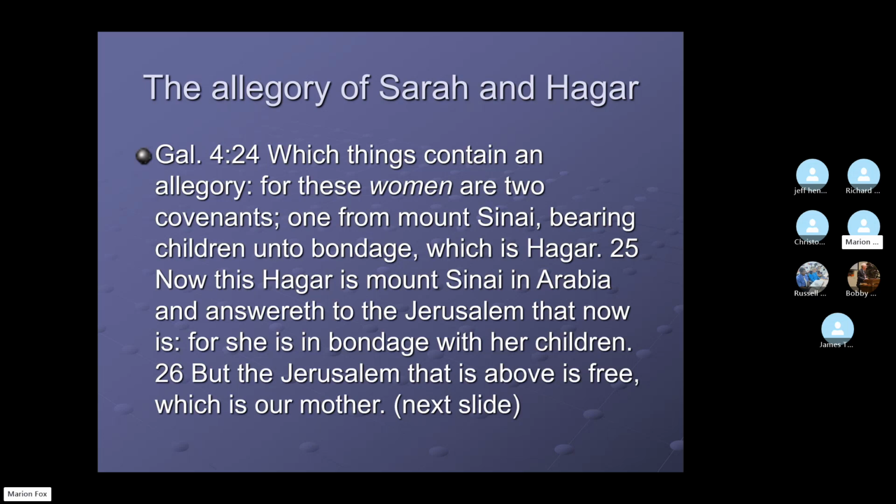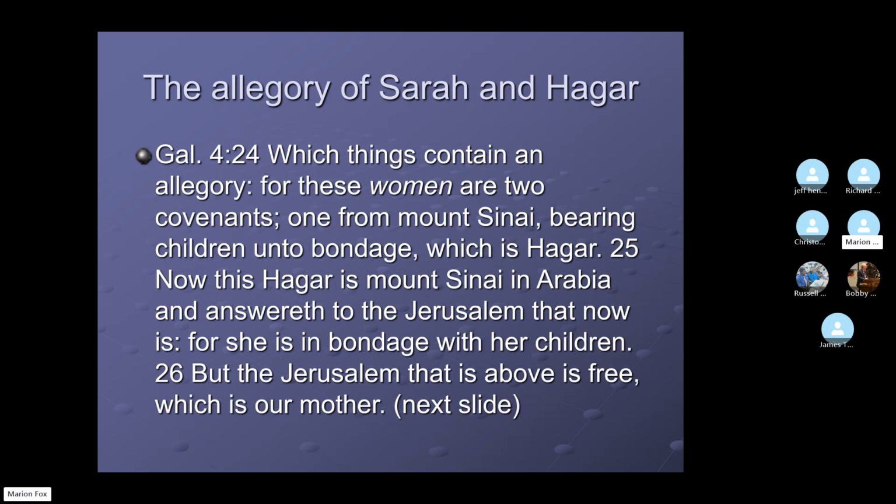That obviously is the law of Moses. The children under bondage, which is Hagar. Now, this Hagar is Mount Sinai in Arabia. She tells us clearly now who this is. Mount Sinai in Arabia is obviously the covenant that came in the Ten Commandments and the covenant given at Mount Sinai. That would be the law of Moses. Right? And the answer to the Jerusalem that now is.